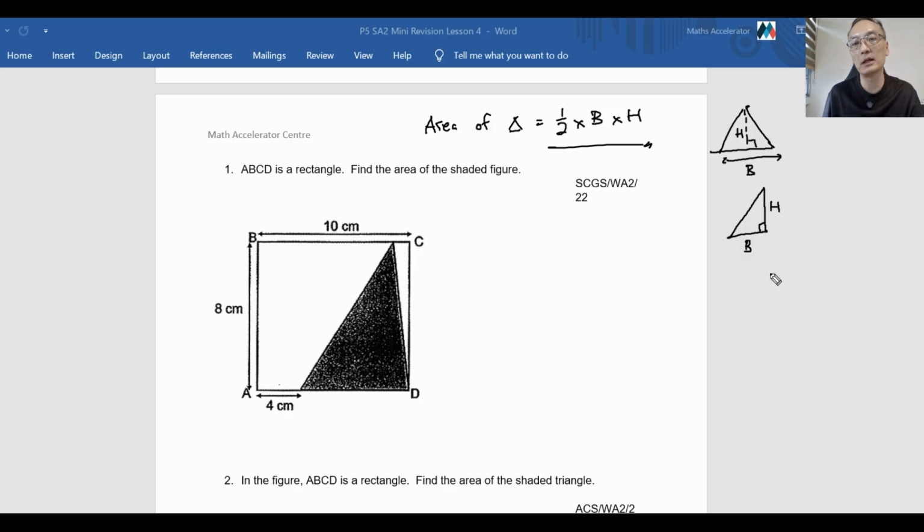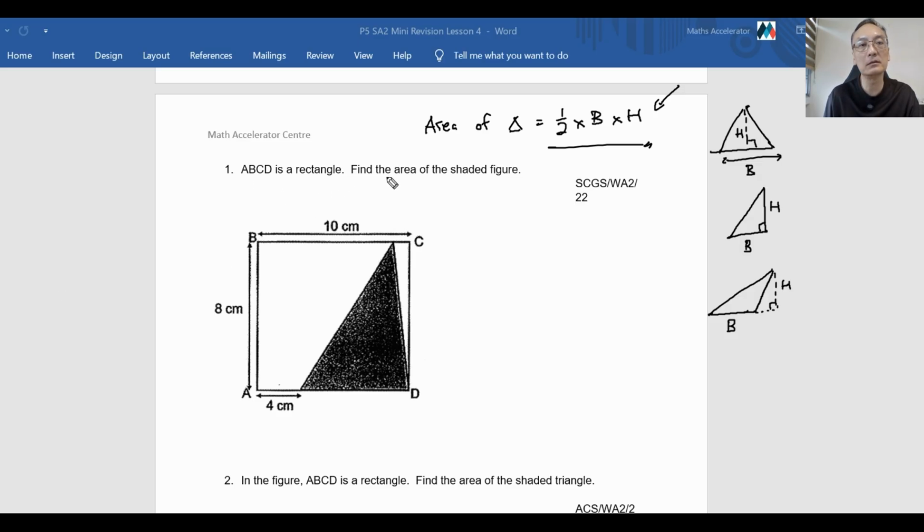And then we have the third type, which is where the height is outside the triangle. So in this case, here will be the base. You normally will see dotted lines as the extension. Okay, and we know that over here will be the height, where as usual, height and base must meet at right angle. So this is the basic concept, and the formula to apply in order to find the area of triangle.